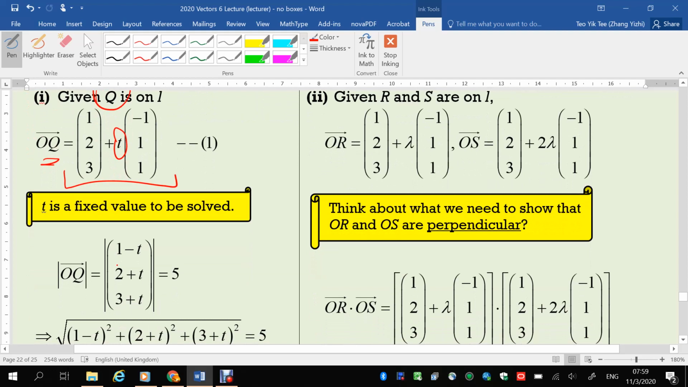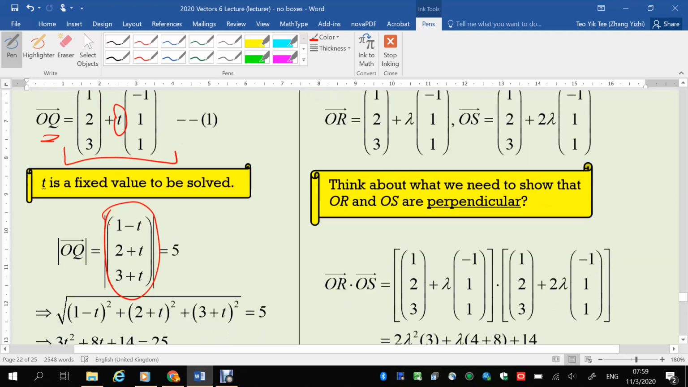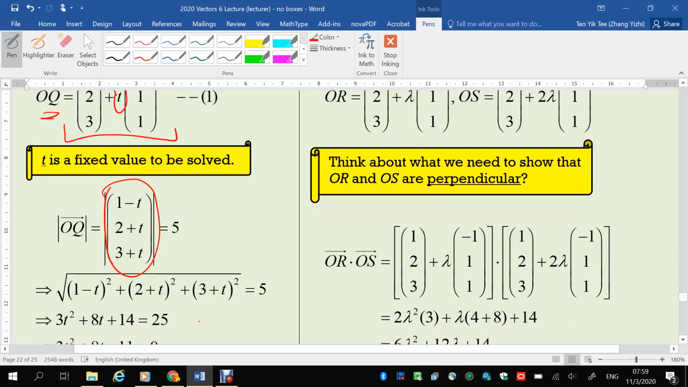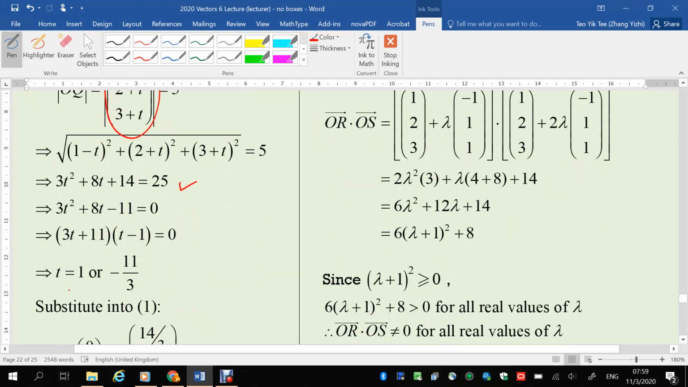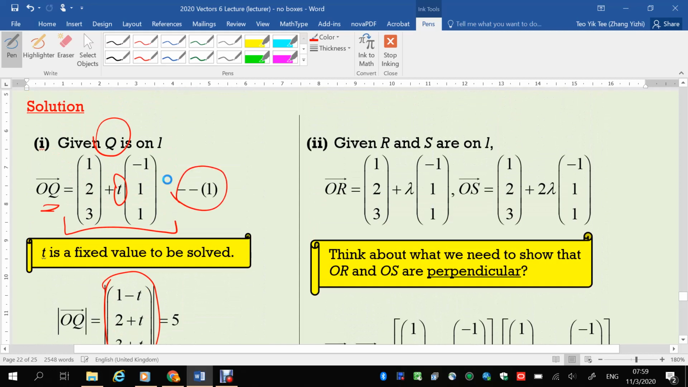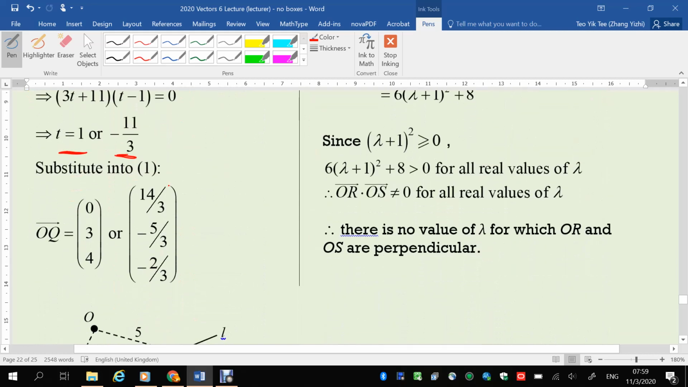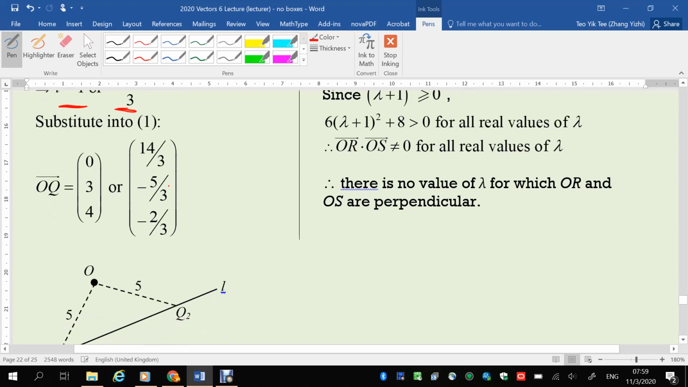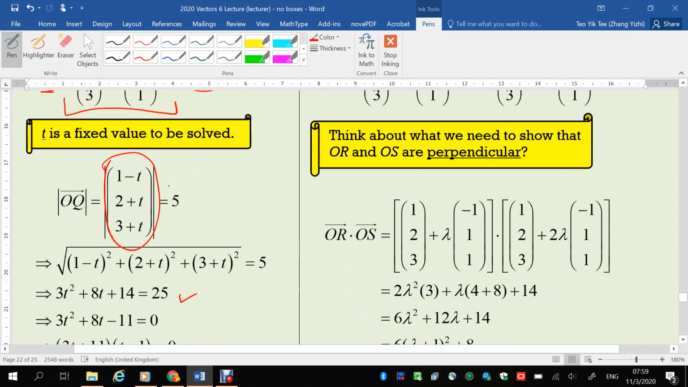Then the condition is that the length of OQ, that means the magnitude of OQ, is supposed to be 5. So from here, I actually need to find the magnitude. You take the square root of the sum of squares, and you generate a power 2 equation for you to solve. From there, you get your two values for t. What to do next is back substitute your t values back into equation 1, and that will give you the two possible values for Q. That will be the two position vectors that you are looking for. That's the first part of the question.